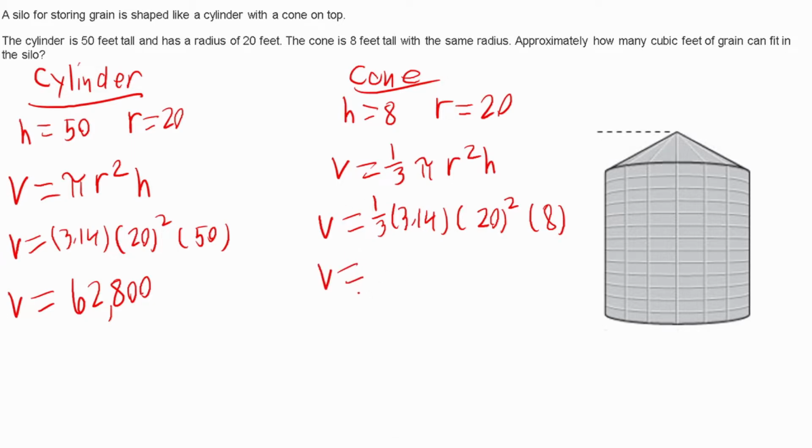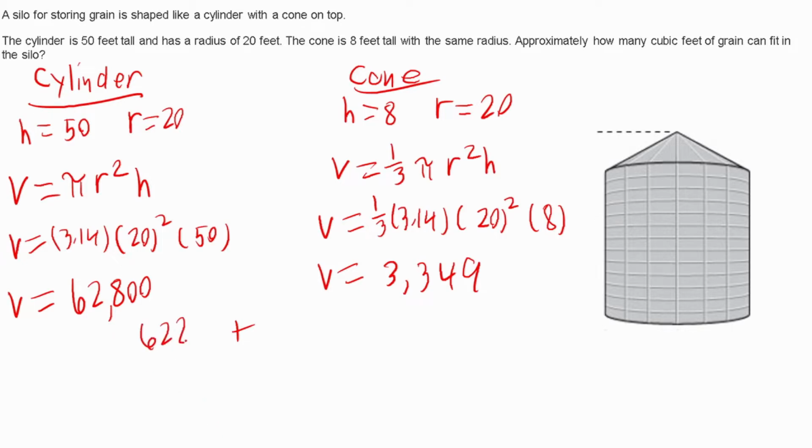We get V equals. And we're going to round this to the whole number because it says approximately how many cubic feet of grain can it fit in the silo. It doesn't say a decimal. It says cubic feet. Just boom, straight to the point. So that means we go whole number, 3,349. And now what we have to do is add these two numbers.